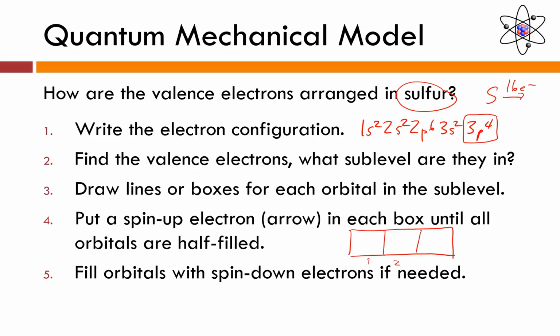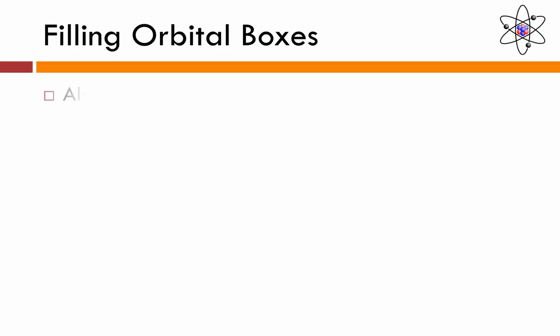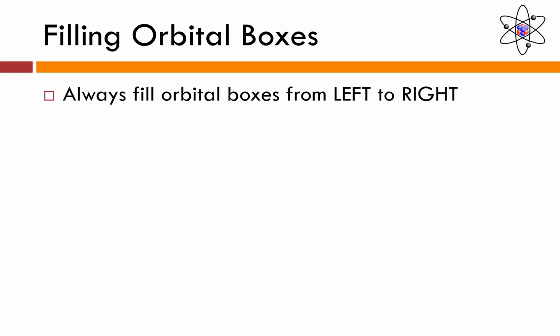So I've got my 1, 2, 3 different orbitals for my p sublevel. And I'm going to put a spin-up electron in each orbital box first. A lot of times in textbooks or in different resources online, you'll see the electrons represented by a half arrow. So I've got 1, 2, 3 of my electrons accounted for. If I look back at my electron configuration, I know that I need a 4th electron. The convention is to go back to the left and pair it up. And that's what it should look like. That's really it.